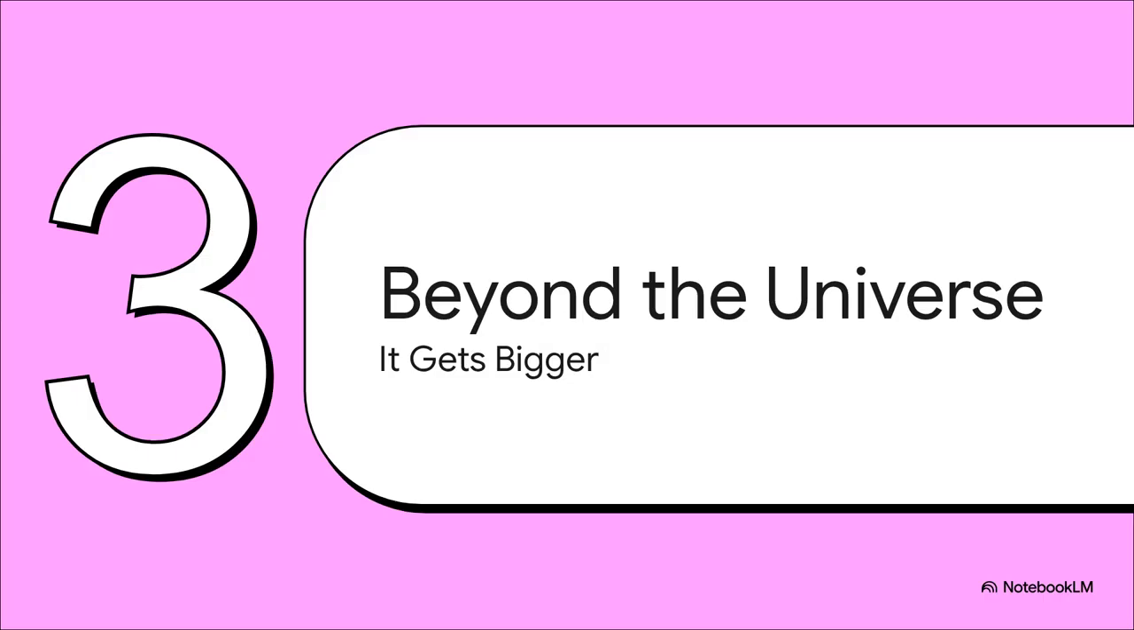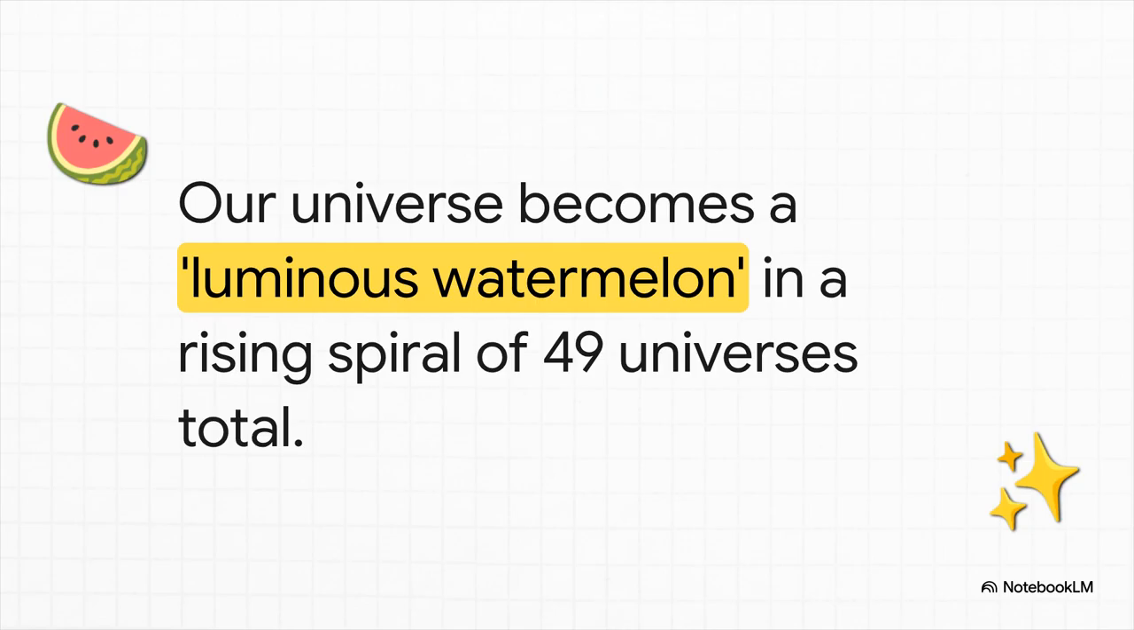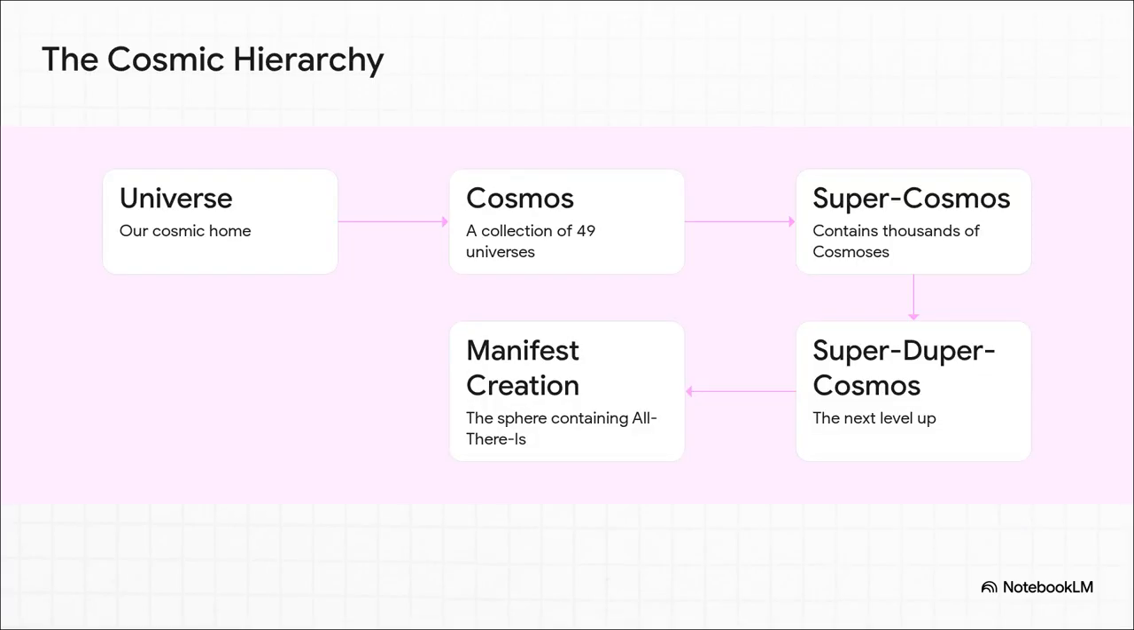But as huge and amazing as our universe is, it's really just our little cosmic neighborhood. Now the tour really zooms out, and we get to see just how gigantic this whole structure really is. As we pull our awareness way, way back, our entire universe starts to shrink down until it just looks like a single luminous watermelon. And then you see it. It's not alone. It's just one of 49 different universes, all arranged together in this incredible rising spiral. And that spiral? Oh, that's just the beginning. That cluster of 49 universes is called a cosmos.